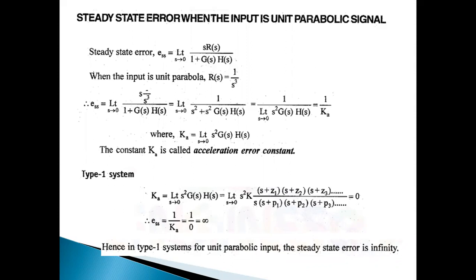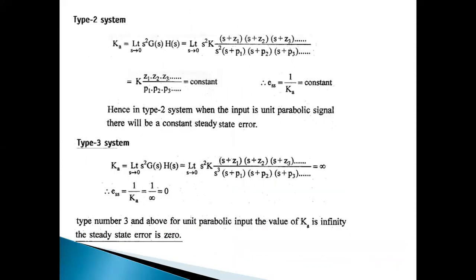Next, coming to type 2 system and type 3 systems. For a type 2 system, two poles are present at the origin. Because of this term, s square present in the denominator, these two get cancelled. So you will get a constant value. The acceleration error constant is constant, and the steady state error is also a constant value.